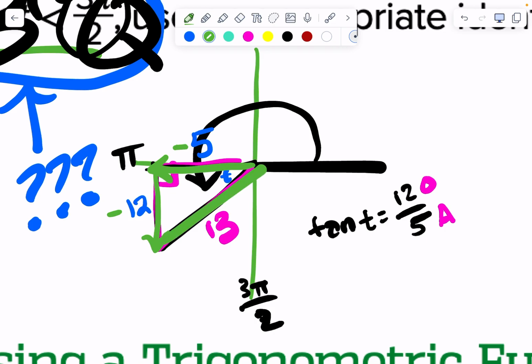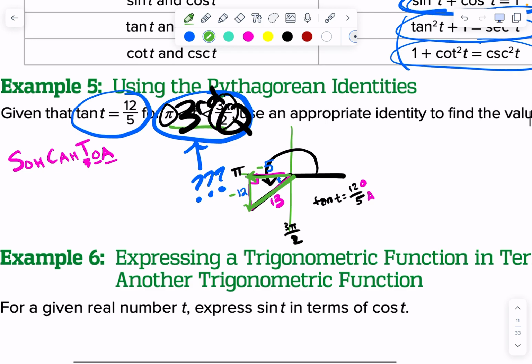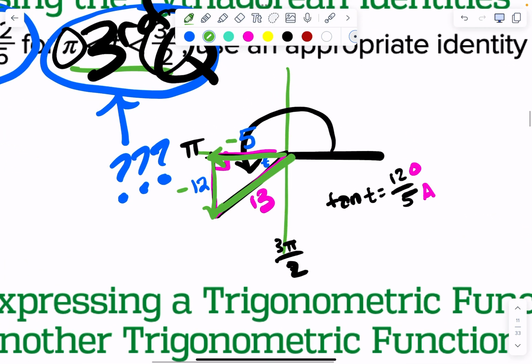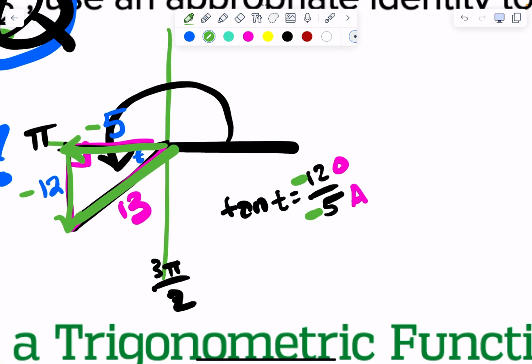So the fact that they tell me I'm in the third quadrant means this would be negative 12 over negative 5, which also reduces to 12 over 5, right? The two negatives cancel, which means you don't know they're there, but since we're in the third quadrant, we have to put them back in. Negative 12 over negative 5 is the same thing as positive 12 over positive 5, but they're only going to write it with the positives.